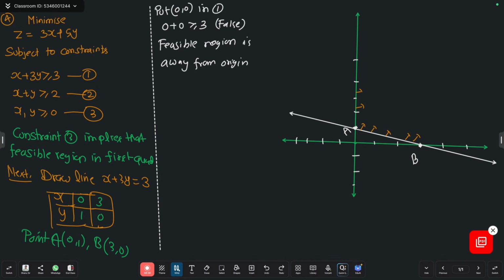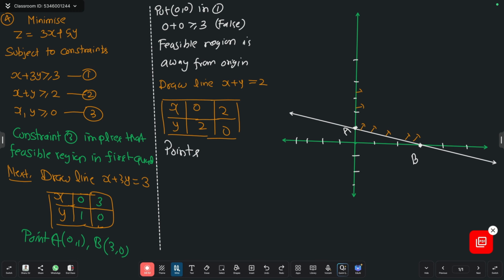Now draw another line, x plus y equals 2. The points are x is 0, y is 2; y is 0, x is 2. So 0 comma 2 and 2 comma 0. Let's call C the point 0 comma 2, and D the point 2 comma 0. Join C and D.